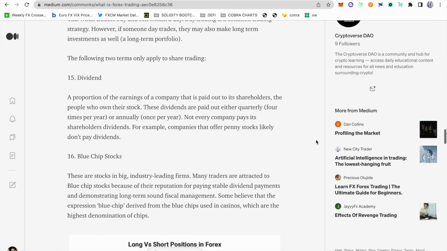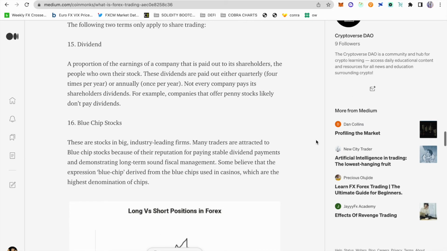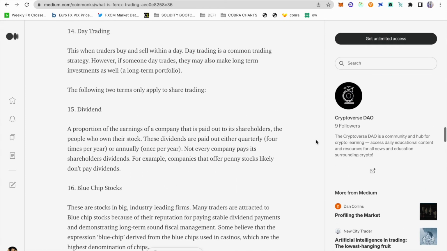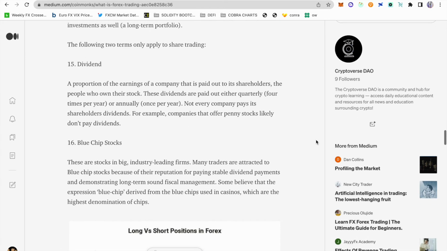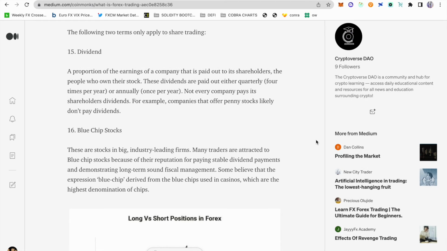The following terms apply only to share trading. So these are things more about blue chip stocks, you know. So what's a dividend, right?